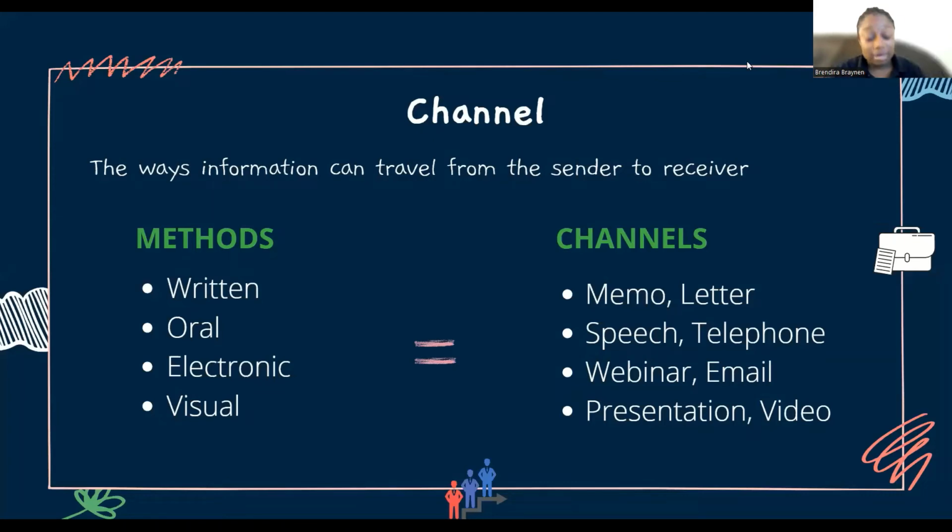Let's look at the channel now. The channel is the way information can travel from the sender to the receiver. When it comes to a channel, there are different methods that a message can be sent, and those methods normally translate to different channels. Your main methods of sending information are written, oral, electronic, and visual. That's pretty much four of the main ways that information can be sent.